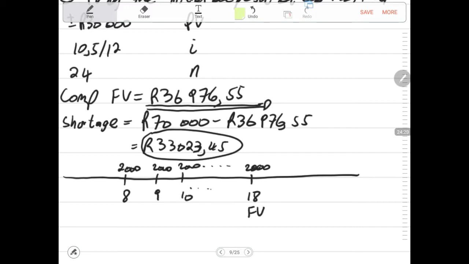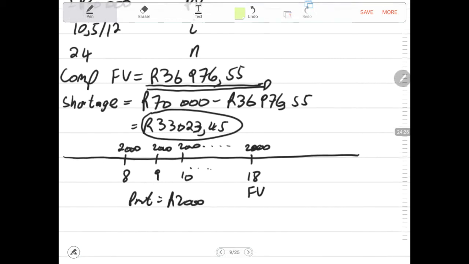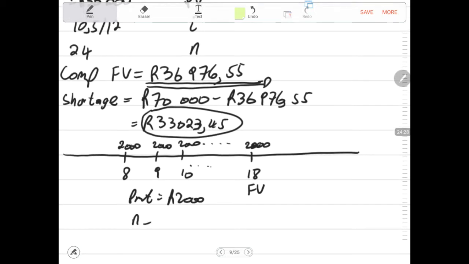So now we need the future value. We know that our PMT is equal to 2,000, our monthly payments. We know that our N is equal to 11, and we know our interest is equal to 10.5 divided by 12. So we need to compute the future value from the time we make the last payment.